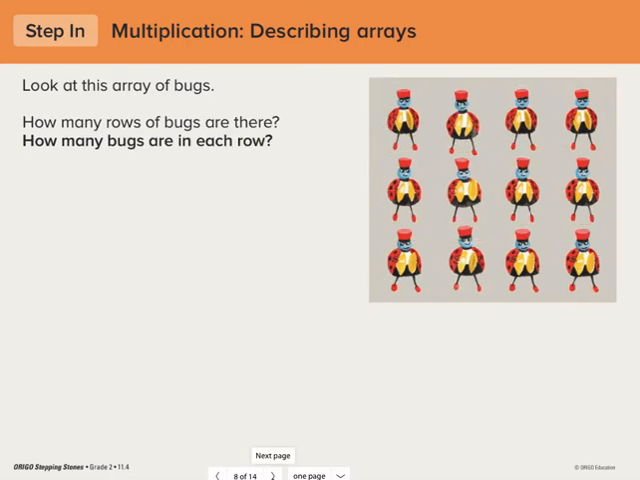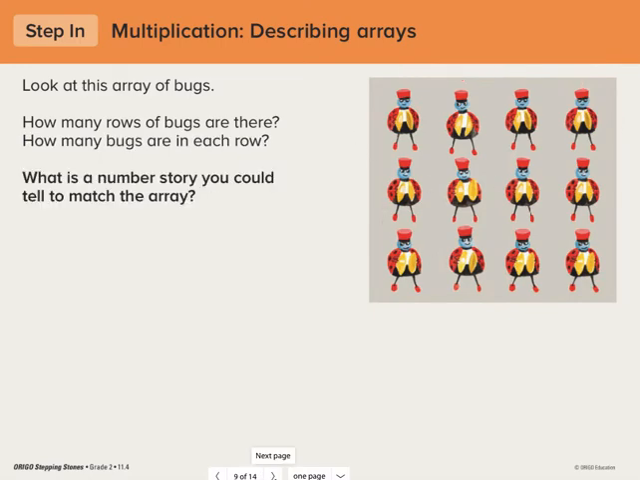How many bugs are in each row? Well, let's see. Let's look at the first row and count the first row first. One, two, three, and four. So if there's four bugs in the first row, we know that there's four bugs in all of the rows. What is a number story you could tell to match the array?